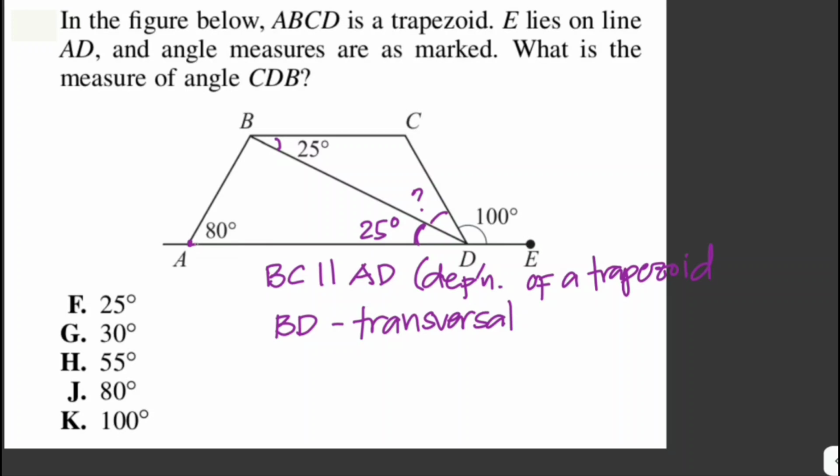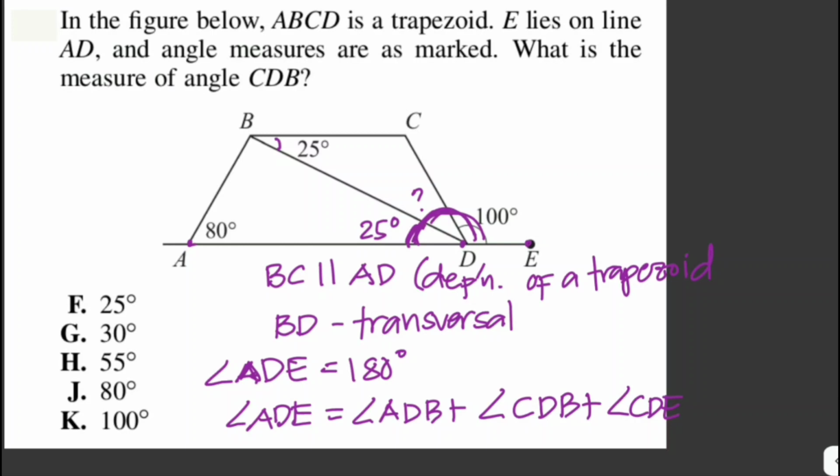And since points A, D, E all lie along the same line, this is a straight line, and this is just equal to 180 degrees. Therefore, angle ADE is just the sum of the measure of this angle and this angle. So now we can solve for angle CDB. We just plug in the values.